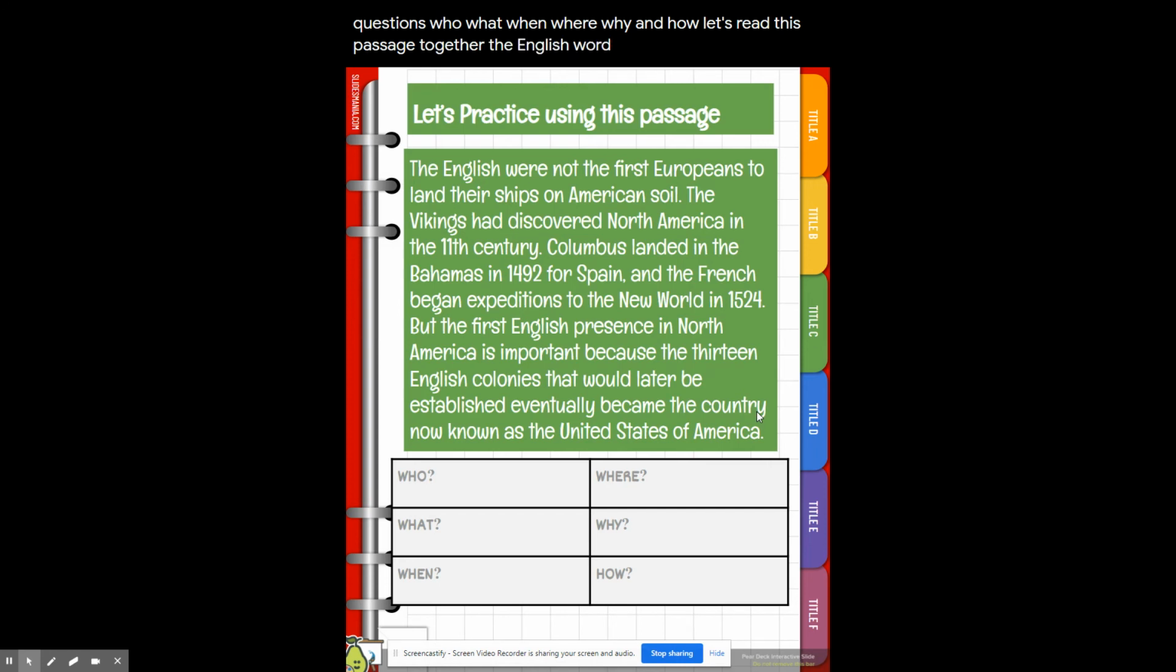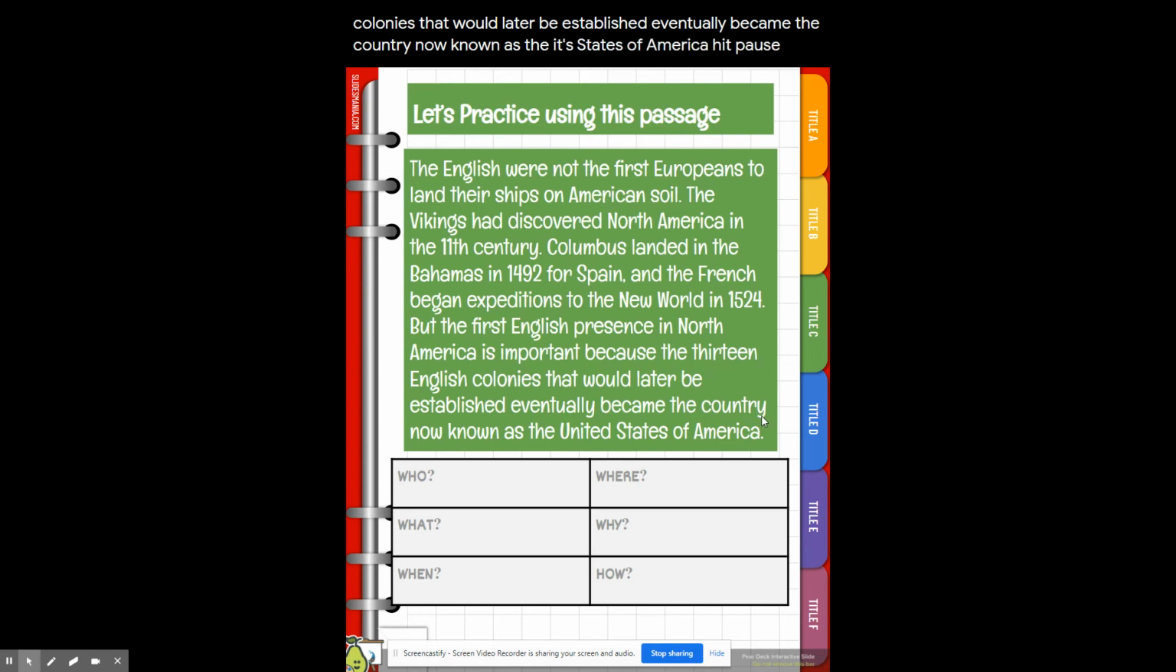The English were not the first Europeans to land their ships on American soil. The Vikings had discovered North America in the 11th century. Columbus landed in the Bahamas in 1492 from Spain, and the French began their expeditions to the New World in 1524. But the first English presence in North America is important because the 13 English colonies that would later be established eventually became the country now known as the United States of America.